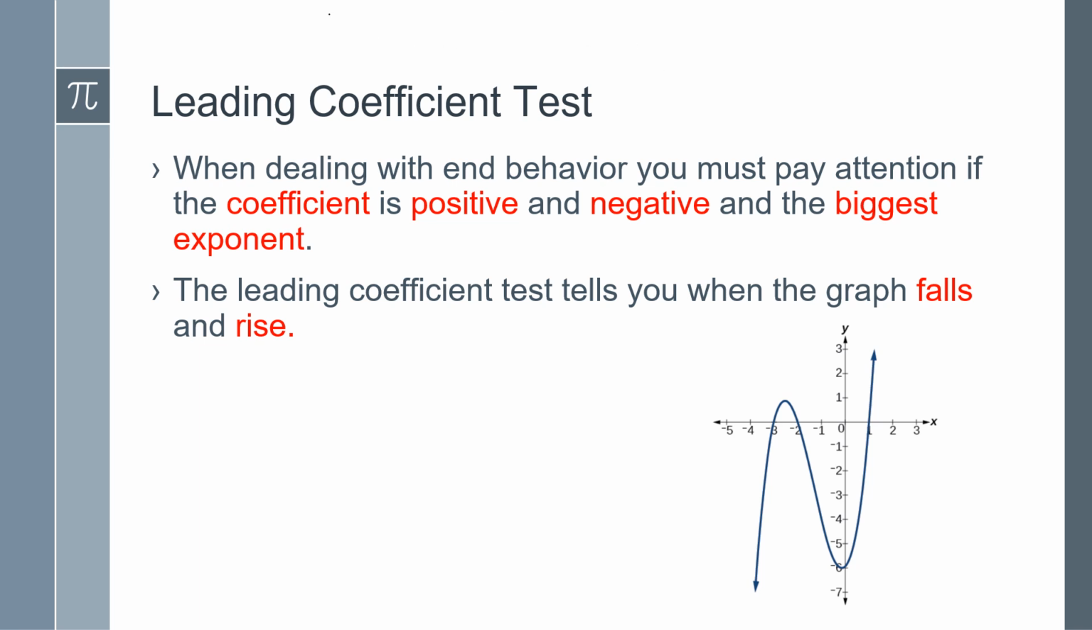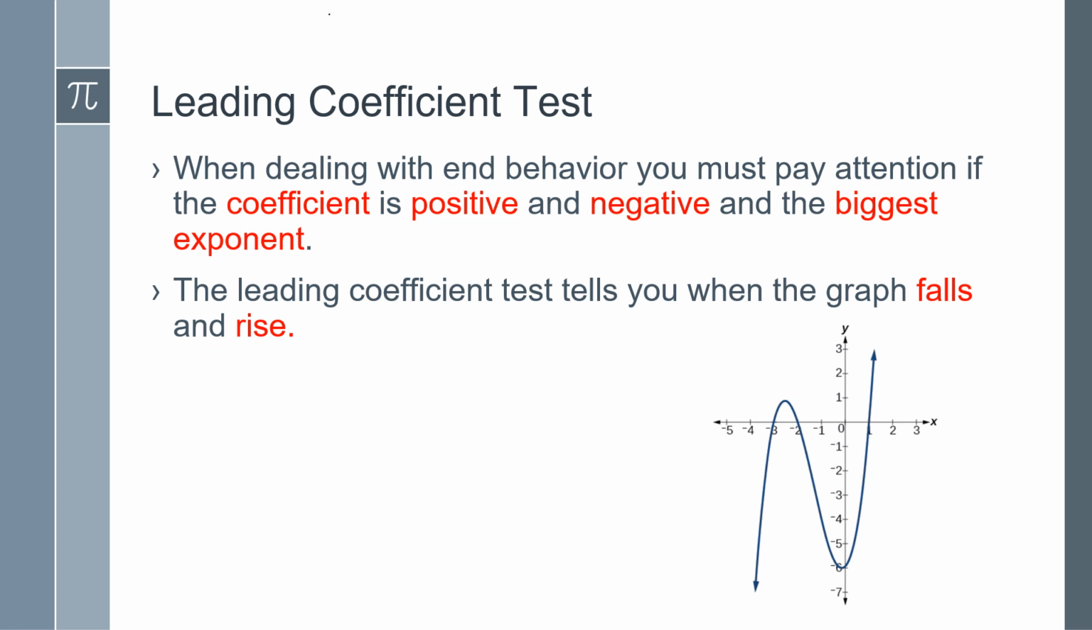So let's look at this graph here. It rises, then falls, but ultimately it rises at the end. So basically, you're looking for when the graph starts and when it ends. You see that it rises in the beginning, and at the end it rises too. So that's going to let you know if it's positive.